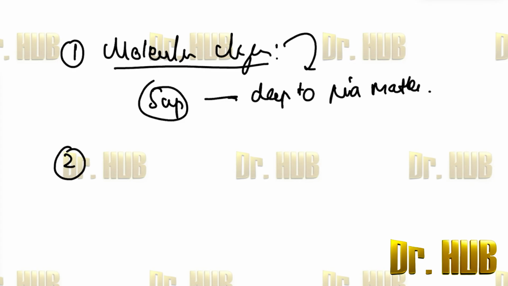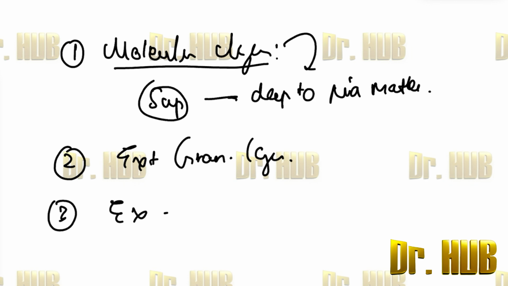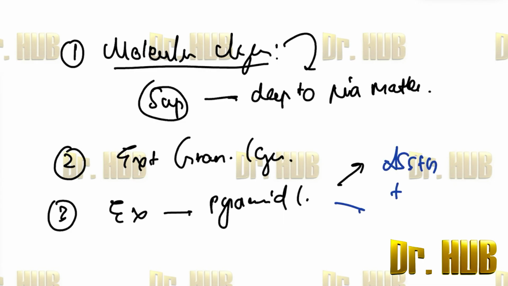Next is layer 2. Layer 2 is the external granular layer. So, molecular layer, external granular layer, and then there's the external pyramidal layer. This external pyramidal layer gives rise to association as well as the commissural fibers. So this is about the third layer.